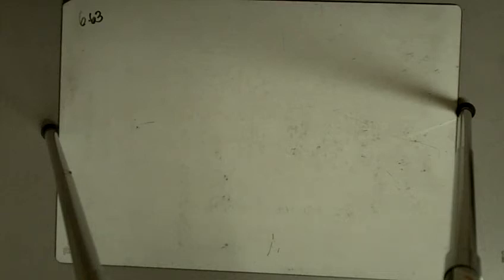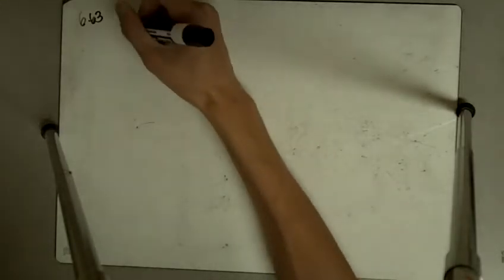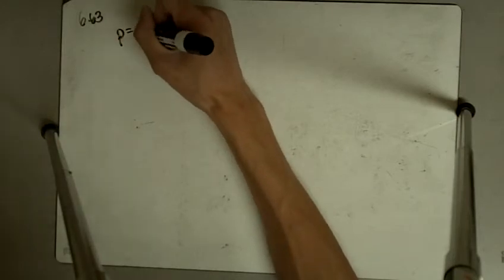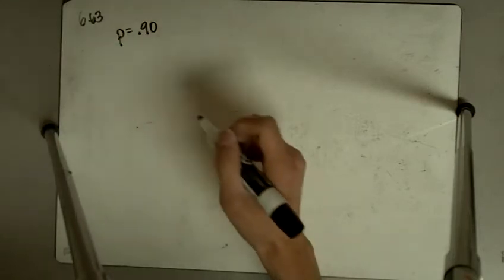Okay, so here it says 90% of MBAs from UCLA find a job within 3 months of graduation. And it says assume that everything's independent and things like that. Okay, so the probability that any one person finds a job is 90%.